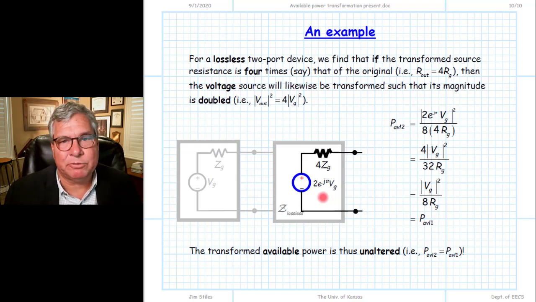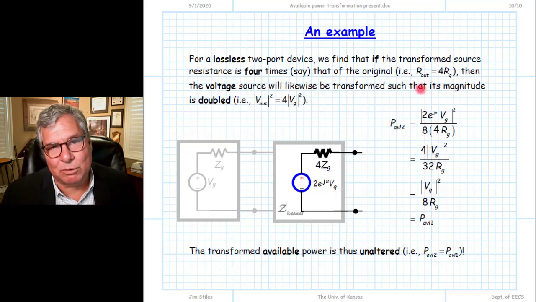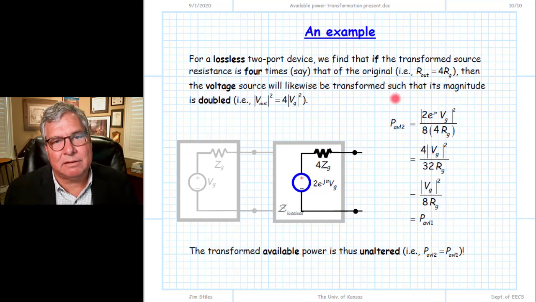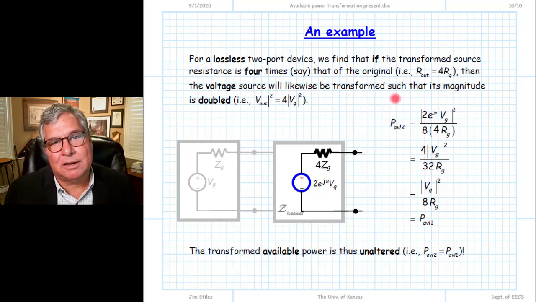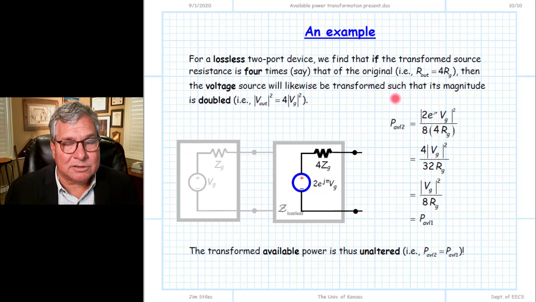This would likewise be true if we did a transformation that dramatically reduced the output resistance. Let's say the output resistance after the transformation is just 1/10 of its original. That seems like good news. That's what we want. We want our output resistances to be as small as possible, our output impedances to be as reactive as possible. But in that case, we would find that our voltage source magnitude squared would also reduce by a factor of 10, and therefore the available power would not increase at all.